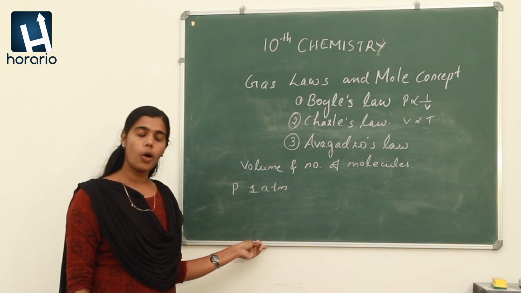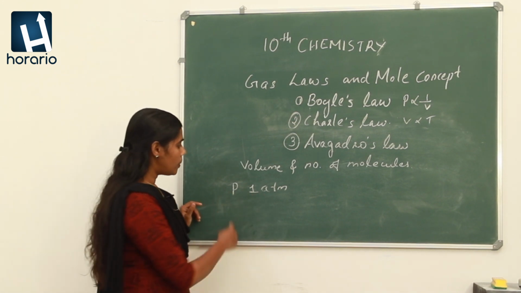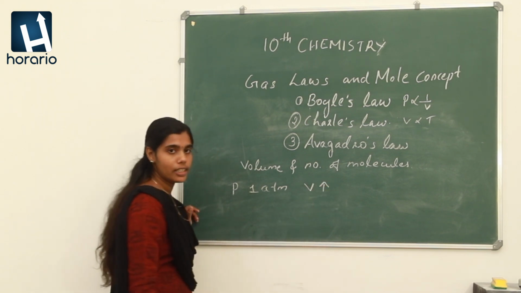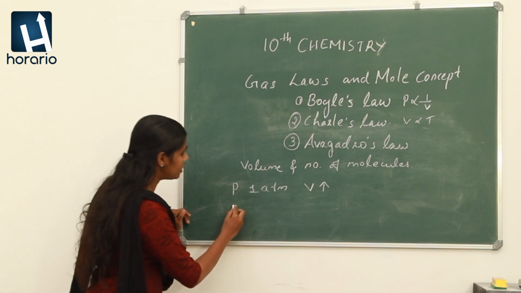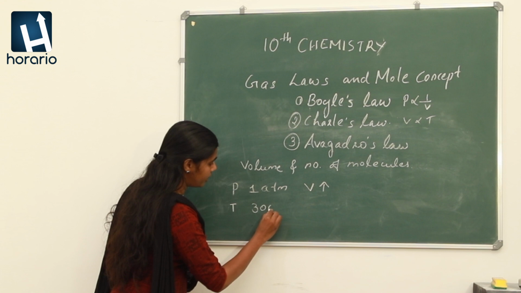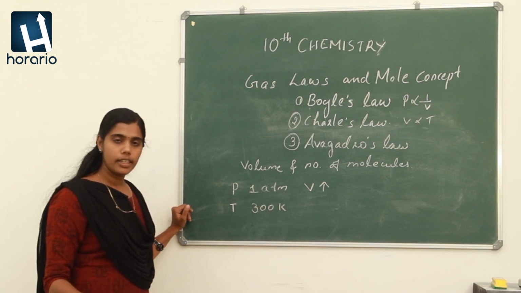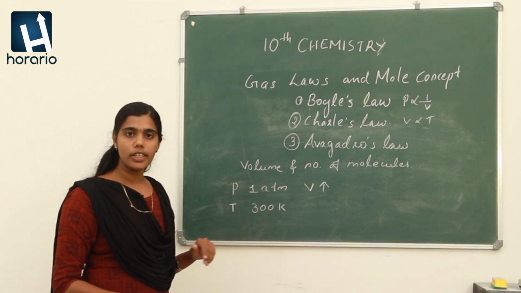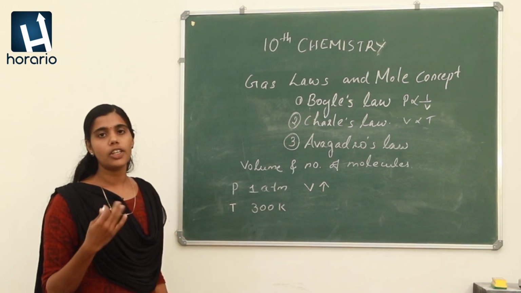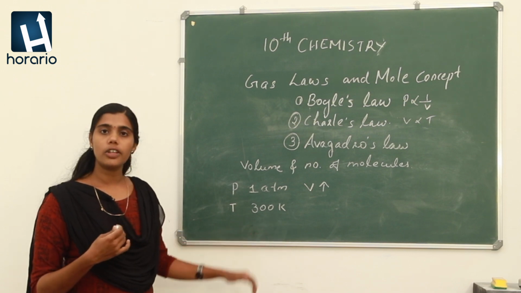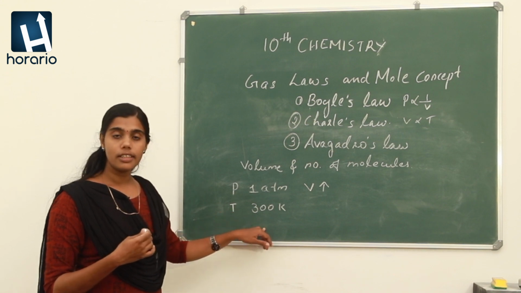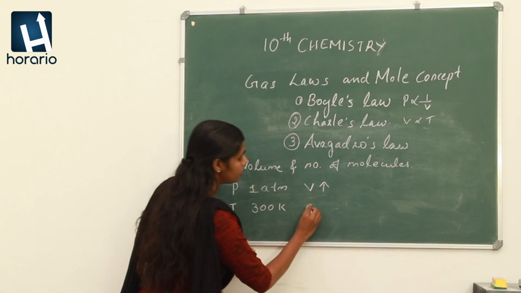Which law is that? Boyle's law. So, pressure is decreased. What happens to the volume? Volume will increase. And temperature, 300 Kelvin, is increased. What happens to the volume? In Charles' law we discussed that temperature and volume are directly proportional. So, temperature is increasing, so the volume is also increasing.